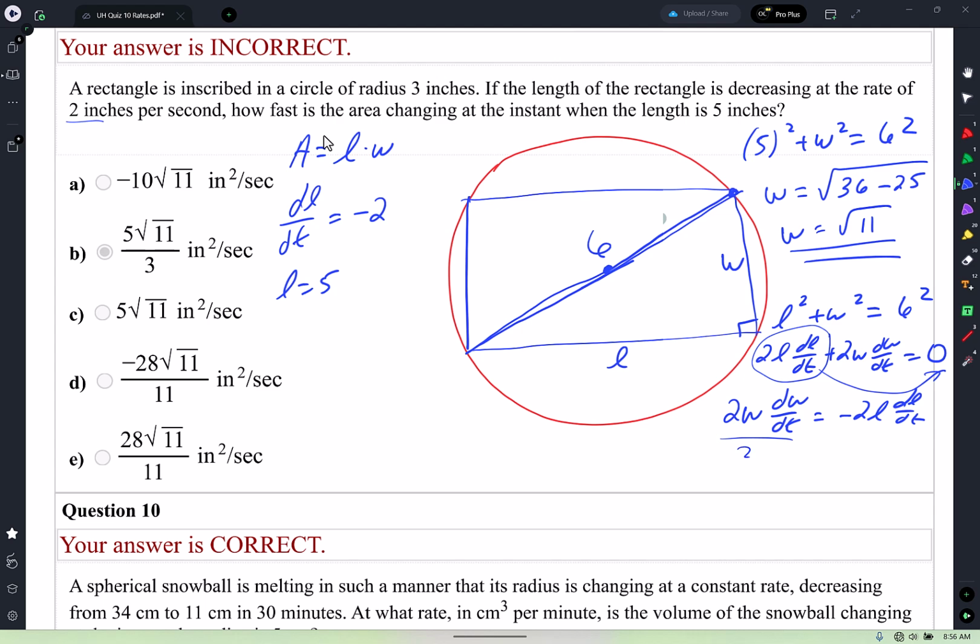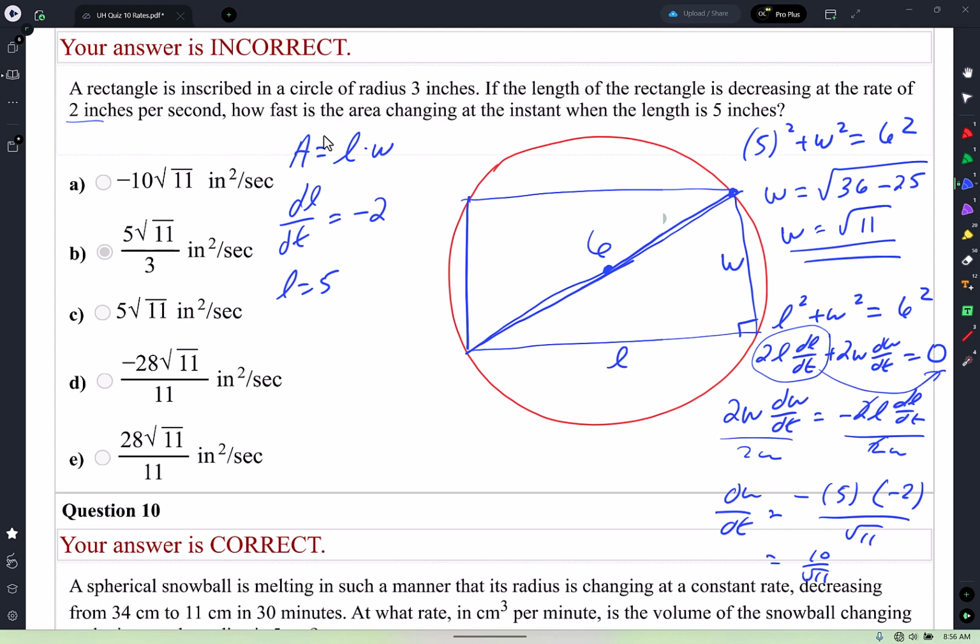Divide by 2W. The 2's cancel out. So dW/dt equals negative times 5, that's what L was, times negative 2, so it's going to turn to a positive, divided by the square root of 11. So 10 over the square root of 11 is dW/dt. I got everything I need.